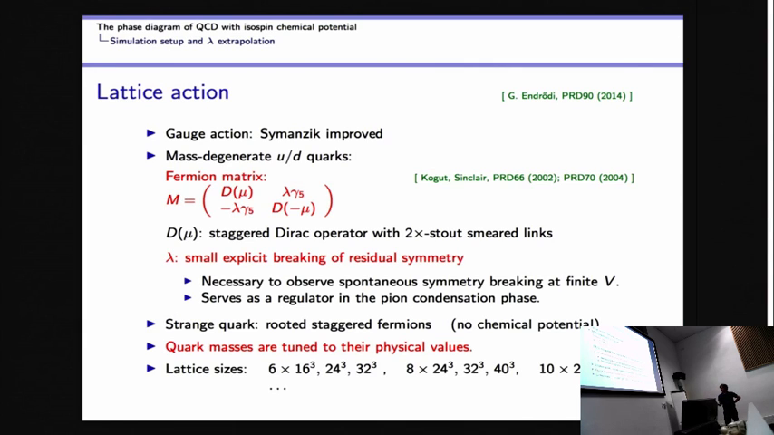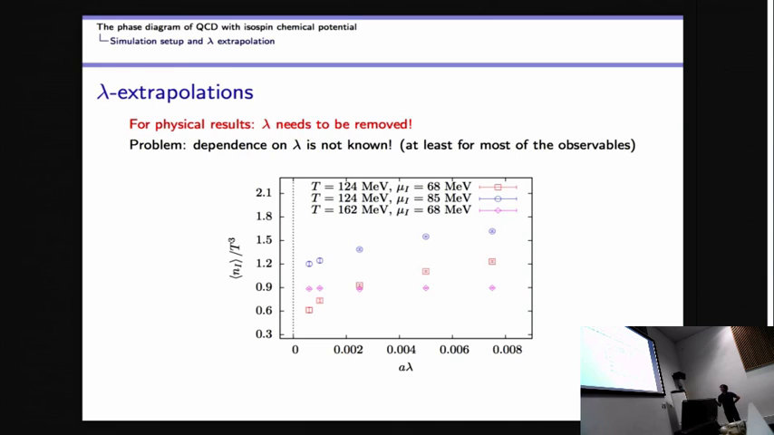Our quark masses here are tuned to their physical values, and these are our lattice sizes. We also now already have lattices at Nτ equals 12, but here I will mostly focus on this lattice size because that was basically the starting point for our analysis. But we now want to obtain physical results from our simulations. What we need to do is remove this parameter lambda. You basically send it to 0.